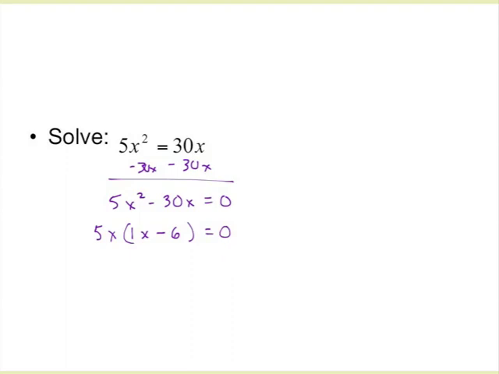Then we set each of those factors equal to 0. So 5x equals 0 or x minus 6 equals 0. Solving the first one, I would divide by 5. And solving the other one, I add 6 and get x equals 6.